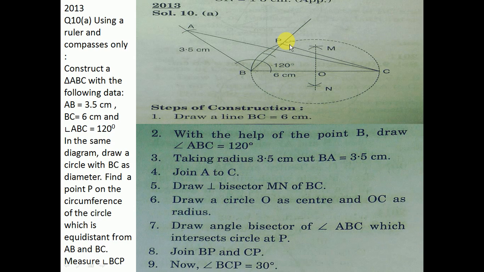Measure BCP. See, one more thing I'll tell you. We'll learn in the next chapter: angle in a semicircle is 90 degrees. So BC is a diameter, so the angle on this side is 90 degrees. Actually, if you measure, this will be 90 degrees. And this side we have already got as 60 degrees because the total was 120 degrees. So what is left out is 30 degrees here. Your answer should be 30 degrees. Otherwise, something is wrong with this.